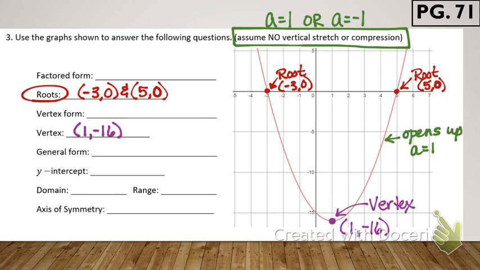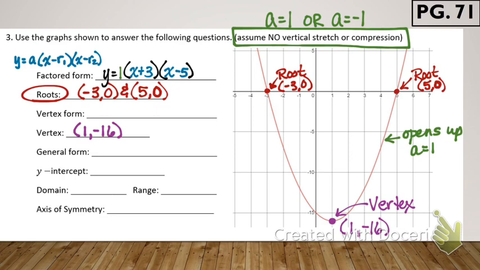Yep. So for my factored form, remember factored form, we have y equals a, x minus r1, x minus r2. What did we say our a value was? 1. I'm going to need 2 sets of parentheses, one for each factor. So positive 3 and 5. Yep, so we have x plus 3. What's the other one going to be? X minus 5. X minus 5. Because it is the opposite of root 1 and the opposite of root 2.